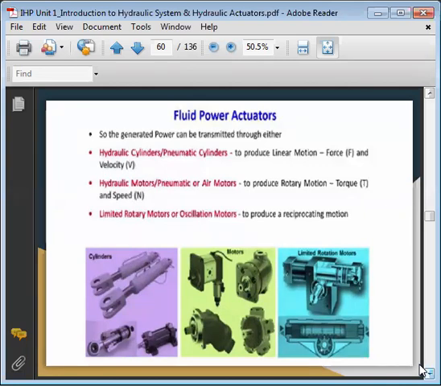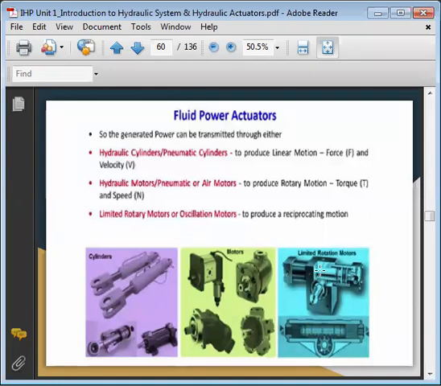And one more category of actuator is the limited rotary motor, also known as oscillation motors, used to produce reciprocating motion. You can see the diagram, the pictorial view I have shown. Some cylinders.